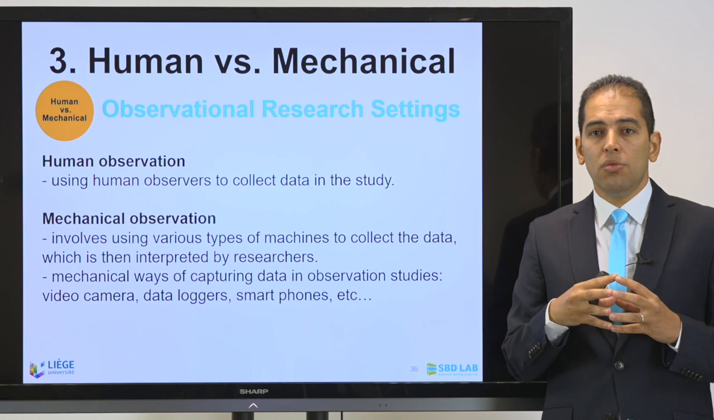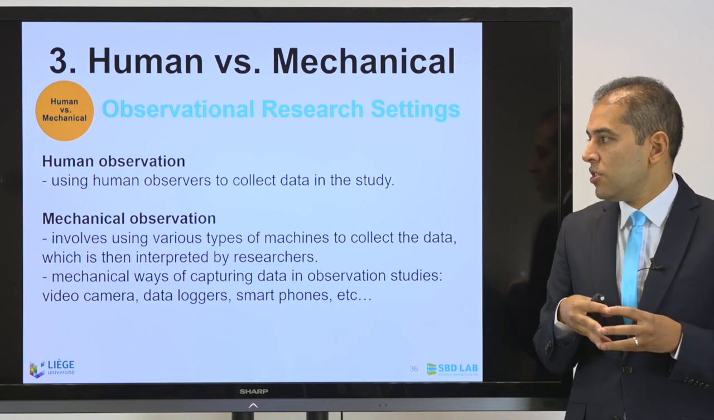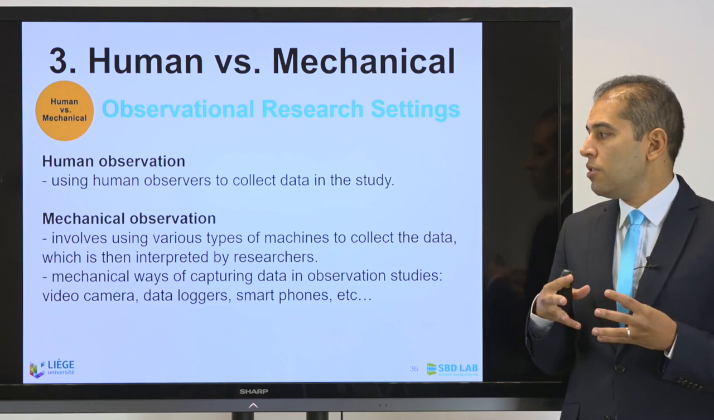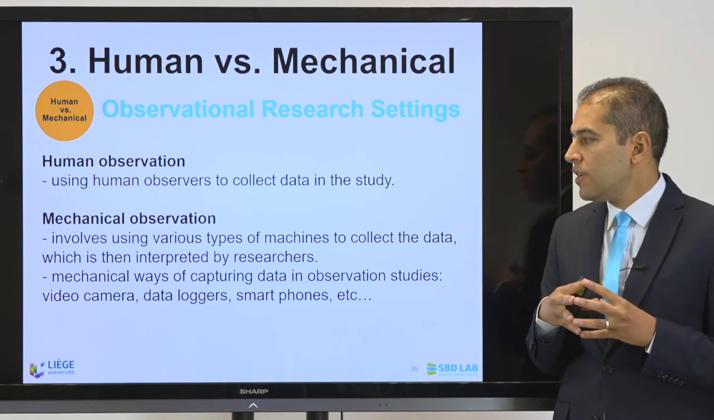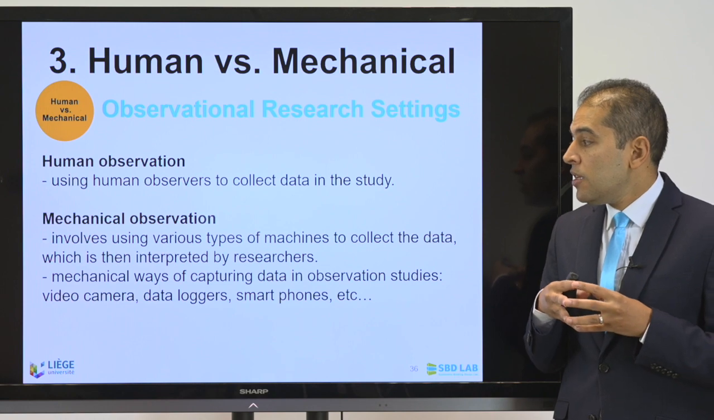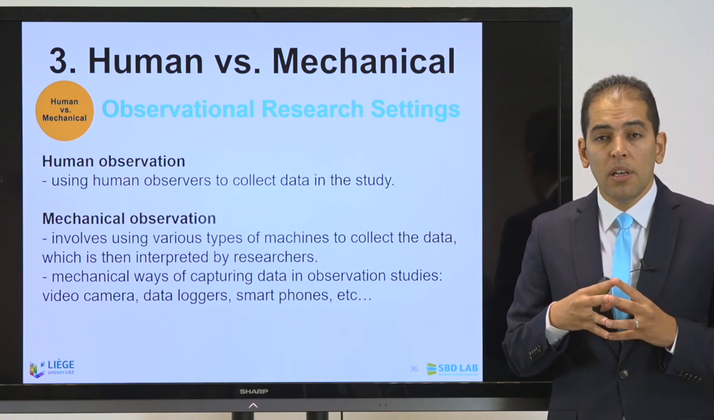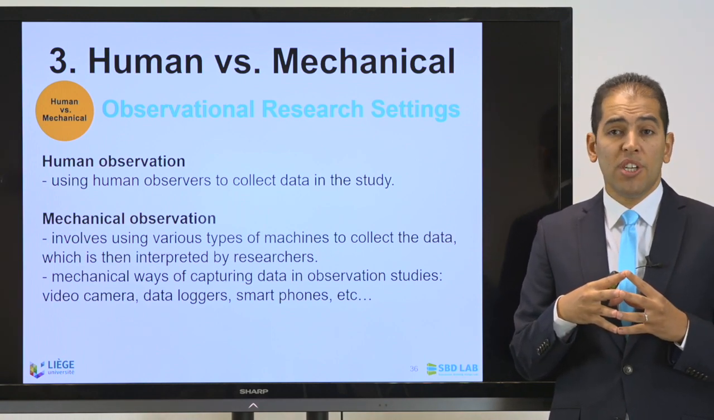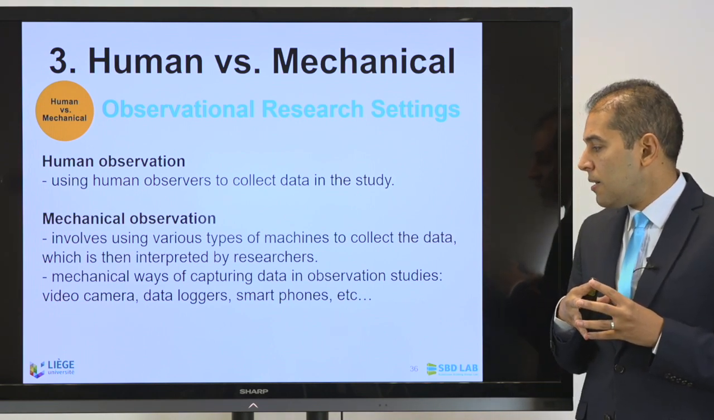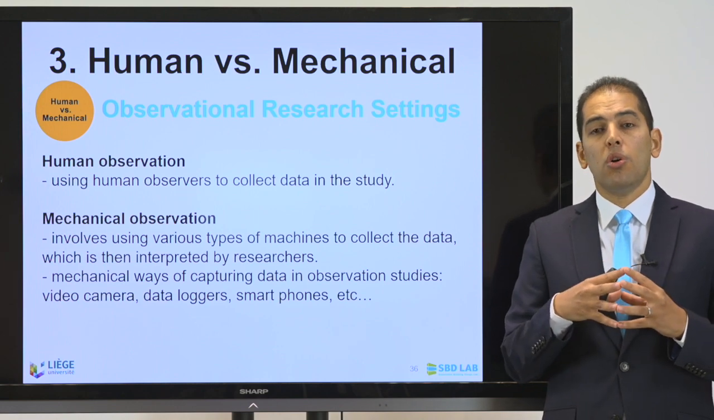The third setting that you need to focus on and be aware about is what will be your observational research strategy. Are you going to use human beings to observe the data and collect the data for surveys or questionnaires, or are you using mechanical observation, so simply involving various types of machines to collect data, devices, sensors, whatever, which then will be interpreted by researchers into numbers, for example, and here it could be even a satellite tracing the movement of people or tracing the ground cover change, for example. And the mechanical ways of capturing data in observation studies could be also videos, data loggers, smartphones, and so on. So this is also a third question you need to answer.